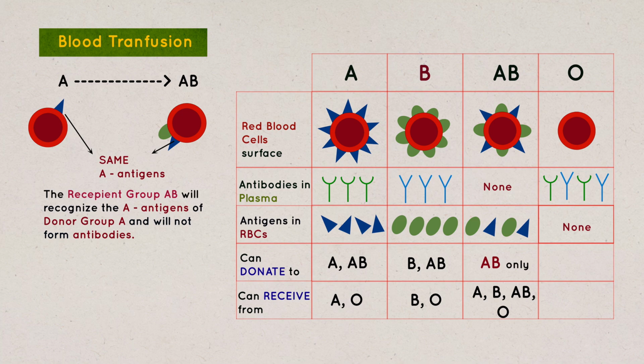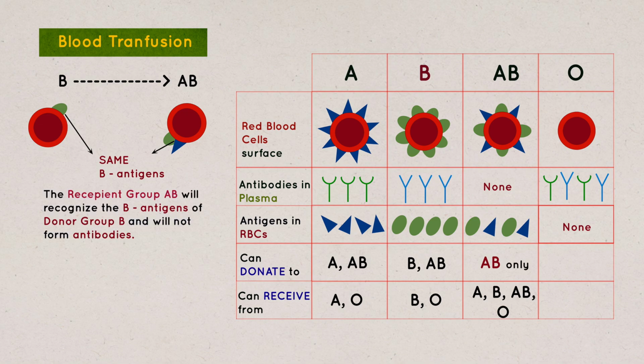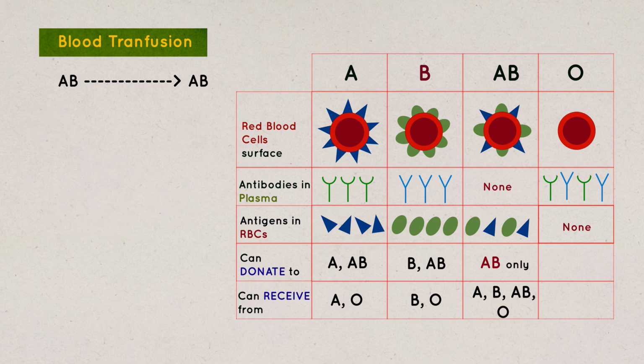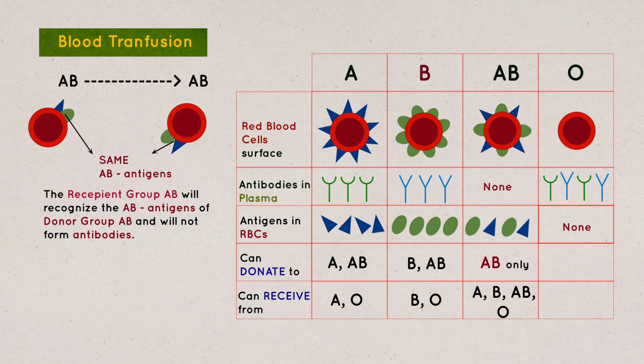Similarly, group AB can receive blood from group B because the antigen B of recipient group AB recognizes the antigens of donor group B. The recipient group AB will not produce any antibody against donor group B. Group AB can receive blood from group AB because they both have the same antigens. Hence, they will not produce any antibodies against each other.